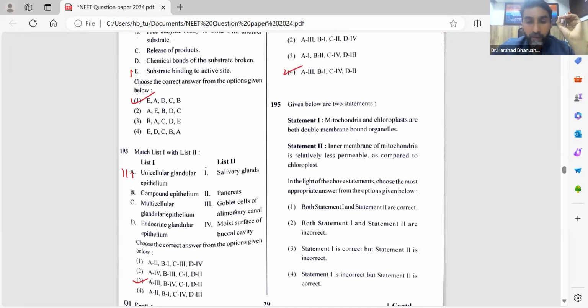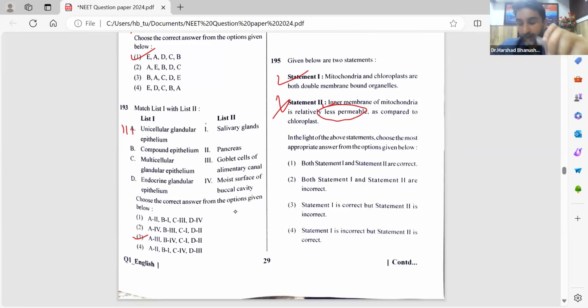Mitochondria and chloroplast, both are double membrane, is a correct statement. But the second statement is wrong. Here it says mitochondria is relatively less permeable as compared to chloroplast. It is reverse. Mitochondria is more permeable. So statement 2 is an incorrect statement. So your answer, the first one is correct. The second one is incorrect.